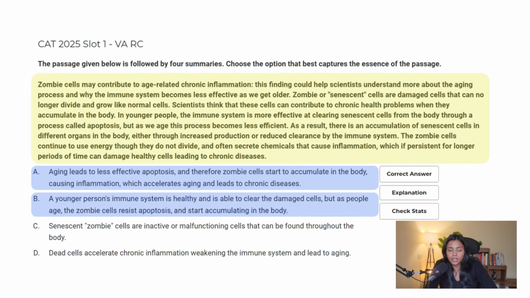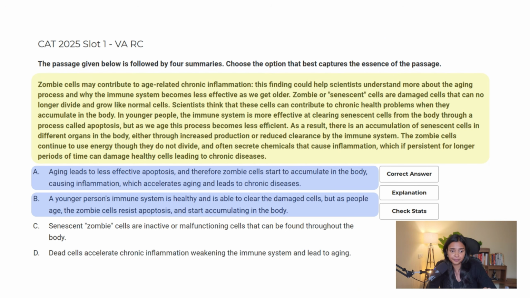Option B: a younger person's immune system is healthy and is able to clear the damaged cells, but as people age, the zombie cells resist apoptosis and start accumulating in the body. I think this is a wrong cause and effect type of problem. The passage says that this accumulation of zombie cells happens either through increased production or reduced clearance by the immune system, and it could be both, not that zombie cells themselves are resisting. So this option also feels a little narrow because it's not covering inflammation anywhere, it's not covering aging anywhere or diseases anywhere.